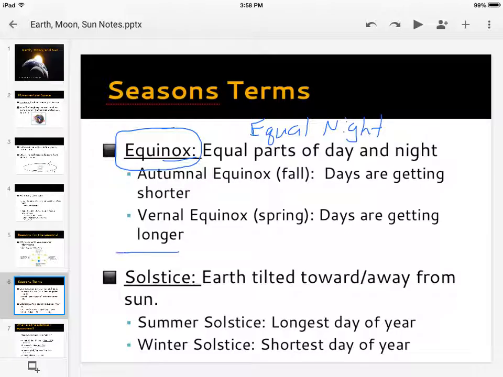All right, the next term is solstice, and solstice is the opposite. Solstice is when we are completely tilted towards the sun or completely tilted away from the sun. And the summer solstice is the longest day of the year. The winter solstice is the shortest day of the year. So if this is my sun here, the earth in the summer solstice, the northern hemisphere is tilted towards the sun, and in the winter it's tilted away from the sun, like that.